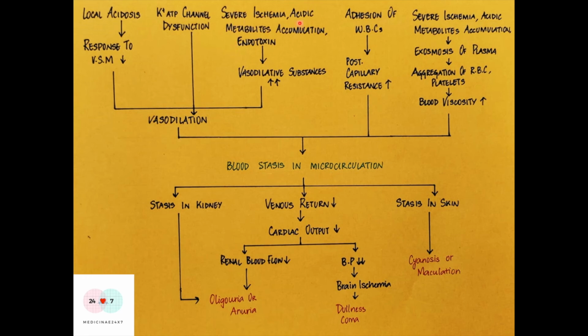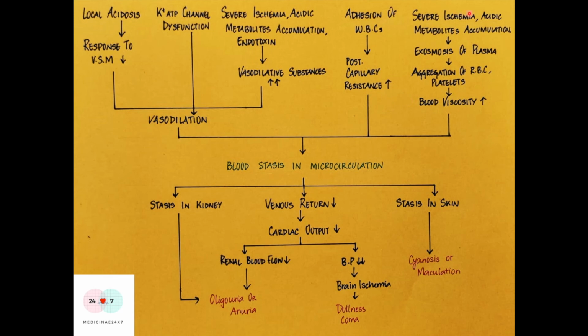Also, severe ischemia, acidic metabolite accumulation, and endotoxin accumulation lead to secretion of several vasodilative substances, such as nitric oxide, which also leads to vasodilation. We mentioned in the previous slide that there is stasis of blood, or at least the beginning of stasis of blood, which leads to increased adhesion of WBCs to the blood vessel wall. It leads to post-capillary resistance. Post-capillary resistance increase leads to decreased outflow from the venous tracts.